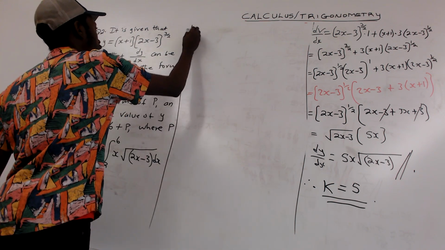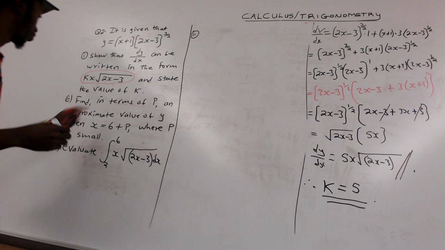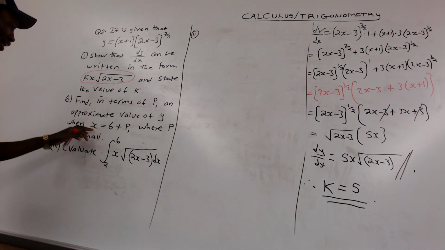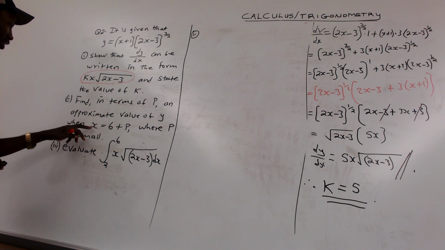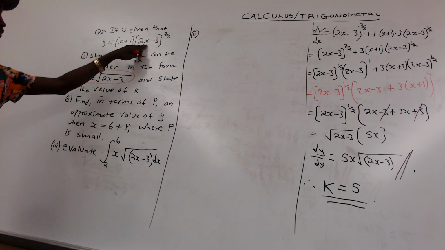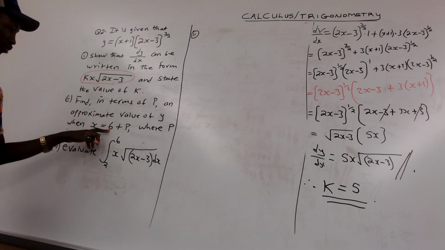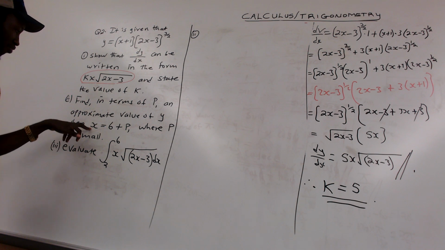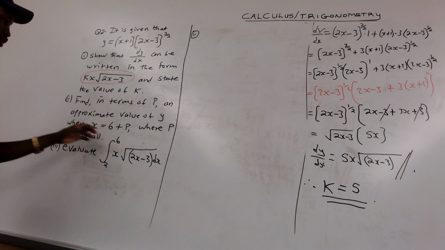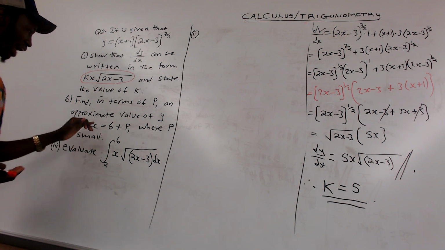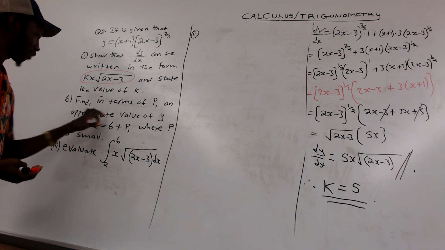So we take the second part, Roman 2. It says we are required to find the approximate value. To find the approximate value, we are given x will be 6 plus p. We are not going to take x and slot it directly into this part. So we have to add the two. We find the approximate value in terms of 6, and the approximate value in terms of p. Those two approximate values we add, so that will give us the approximate value of y.